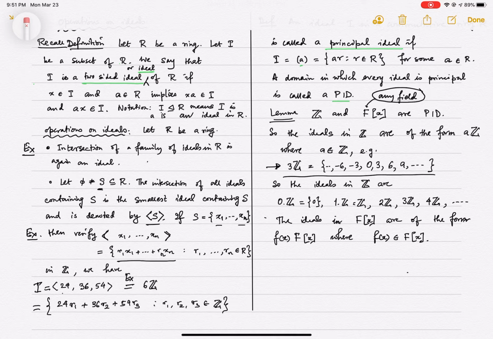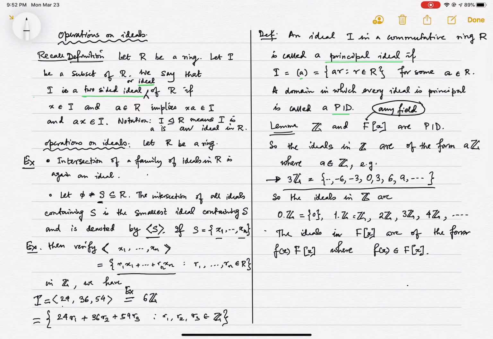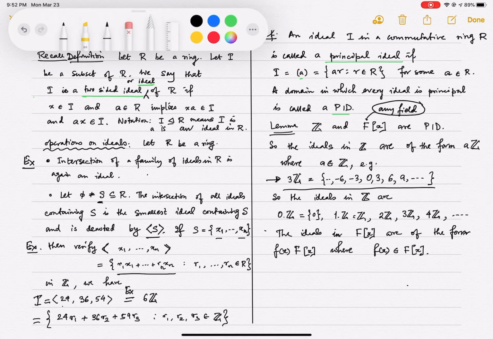Maybe once we have that, I can talk about a couple more operations. Where do I write that? Let's get some space here.